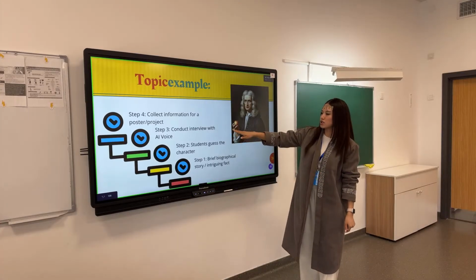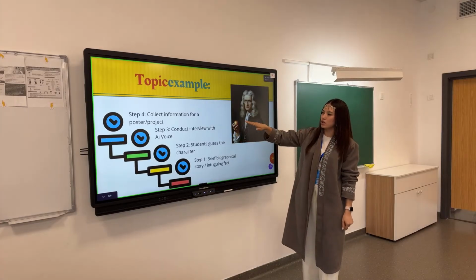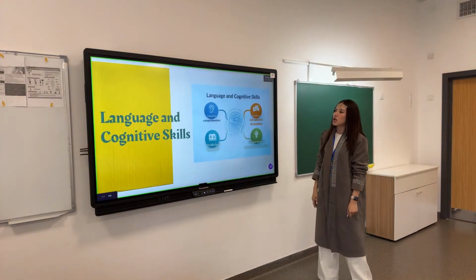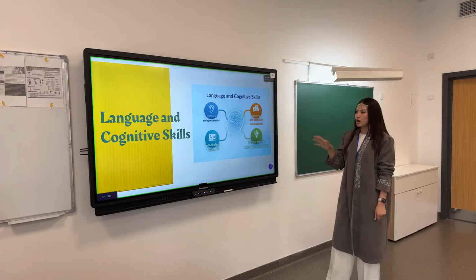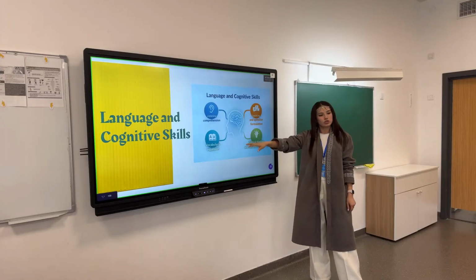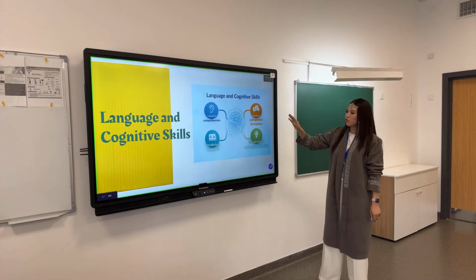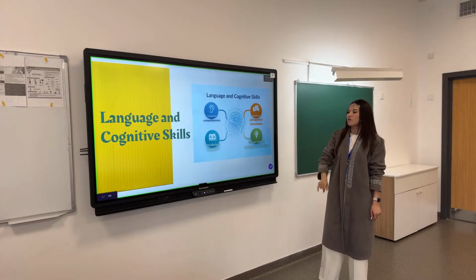The next one, conduct interview with AI voice and collect information for poster and project. So, language and cognitive skills. What kind of cognitive skills are we upgrading? As you see, four skills are there. It's for listening, speaking, critical thinking, and vocabulary.